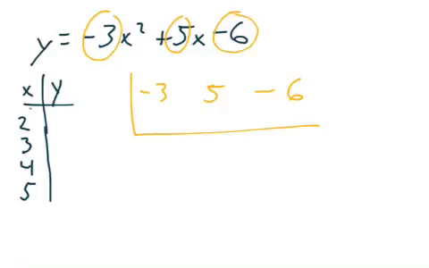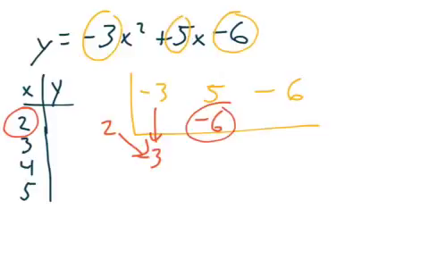And let's say I plug in the 2. I'll do the 2 in red here. So here's the process. I bring down my first number, and then I just multiply. 2 times negative 3 is negative 6. Notice I brought it up here, and now I'm just going to combine these two.